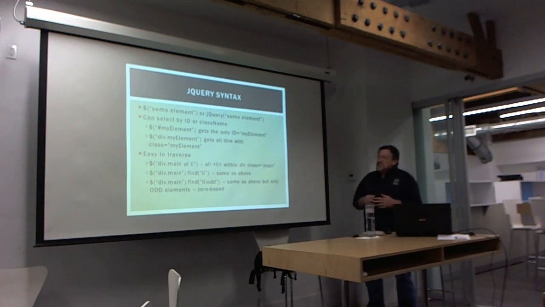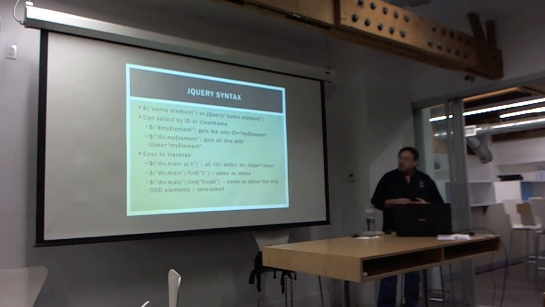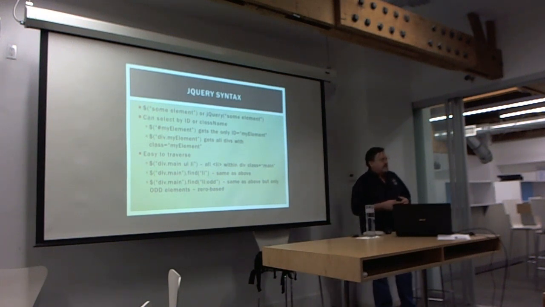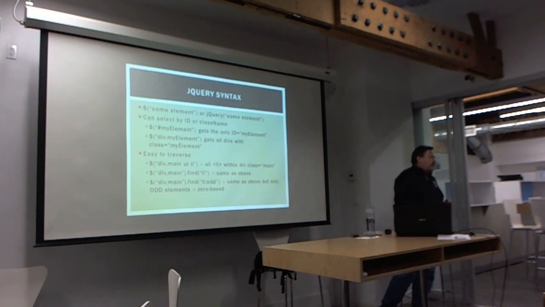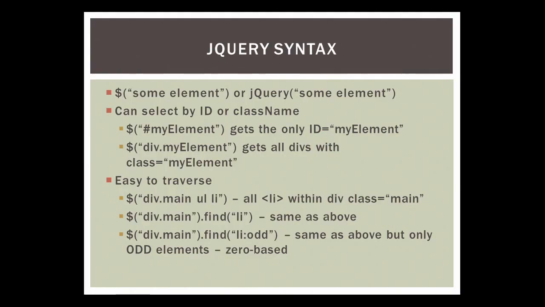So the syntax for jQuery is dollar sign, open parentheses, what do you want to find, close parentheses. And you find stuff by ID attributes, or by class names, or a combination of both, or the tag type. If it has a class or a specific class, if it doesn't, all that kind of stuff.